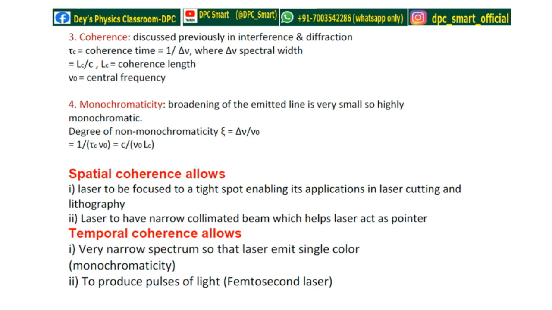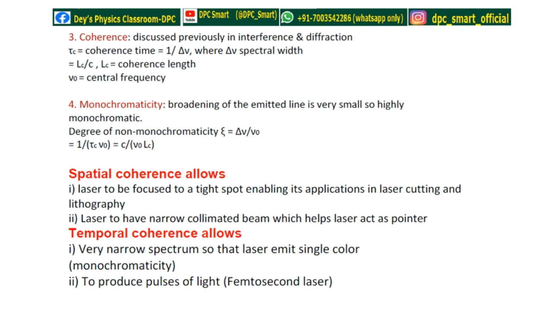Now what are the laser properties which depend on spatial coherence? The first one I have discussed: laser is highly directional. That highly directional property is related to the spatial coherence. So it can be used for cutting and lithography, or as a pointer.